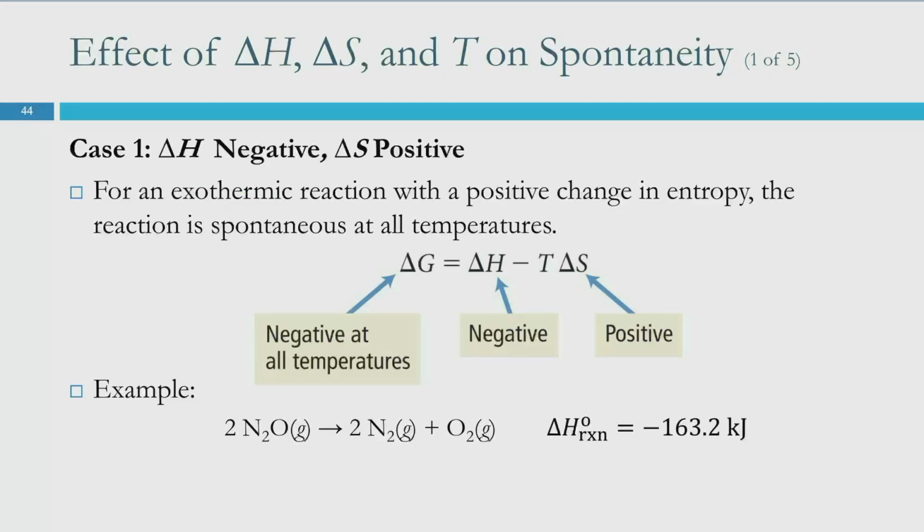For an exothermic reaction, that's going to have a negative delta H with a positive change in entropy (2 moles to 3 moles). We've got more particles, so we've got more energetically equivalent ways of arranging those particles. The reaction is going to be spontaneous at all temperatures, since we can't have a negative temperature.